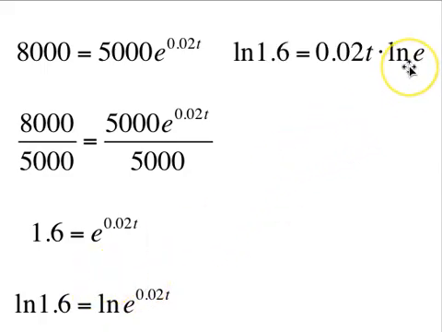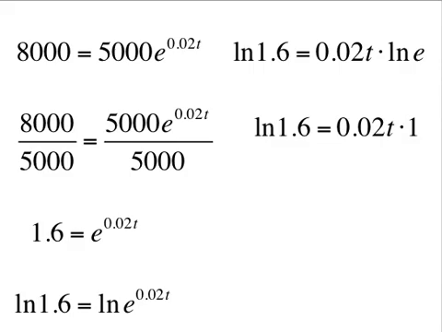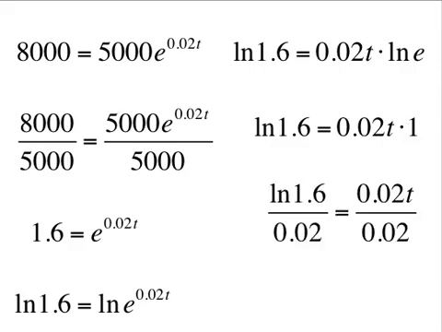And then we can pull the exponent down and make that 0.02t times natural log e. But the natural log of e is just 1. e to what power is e? e to the first is e. Natural log e is 1. So we get natural log 1.6 equals 0.02t. Just divide both sides by 0.02. Those divide out, so we just have t is natural log 1.6 over 0.02, which is approximately 23.5 years. That's how much time would have to pass to have $8,000 in the account.